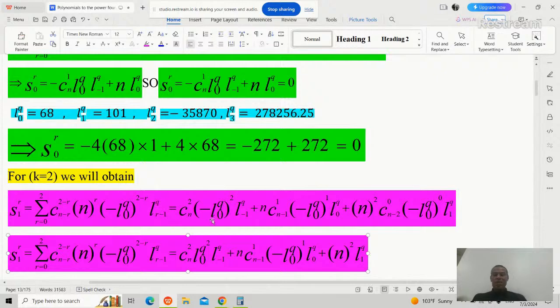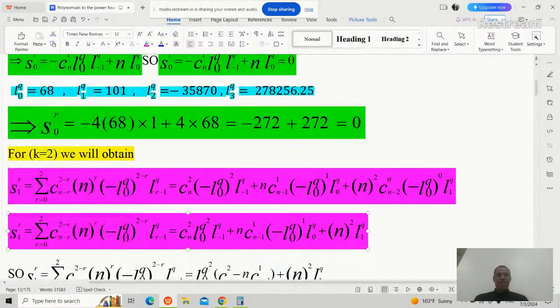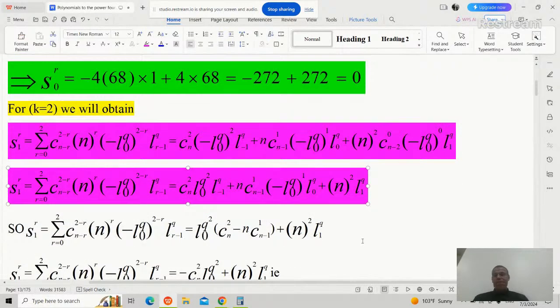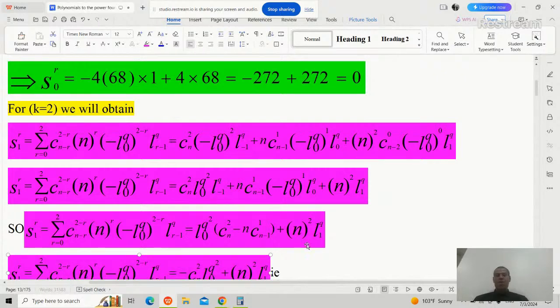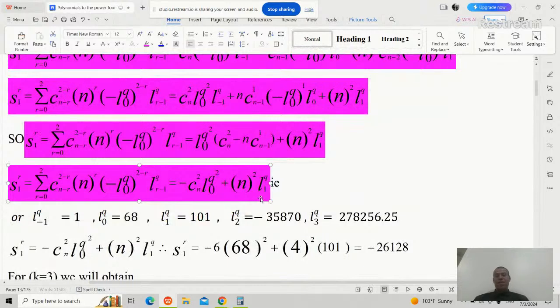I will go immediately to the last expression after developing and simplifying S1 to its lowest terms. We can see that the expression of S1, learners, is equal to minus combination n choose 2 times L0 of the cube plus n square times L1 of the cube.